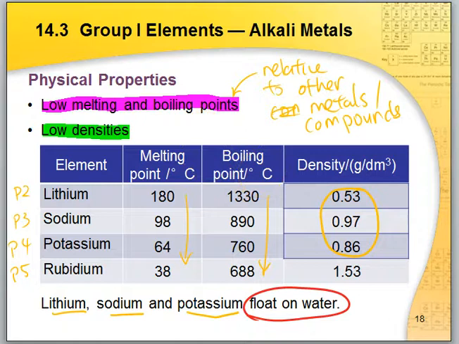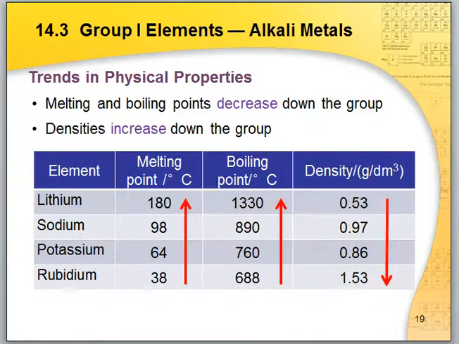So next up, we also talk about the trend here. This is what I talked about just now, but never mind, let's talk about it. Melting and boiling point decreases down the group. I don't like the arrow here, so let's delete this and draw it the other way around, because it decreases down the group. Down the group, the boiling point decreases.